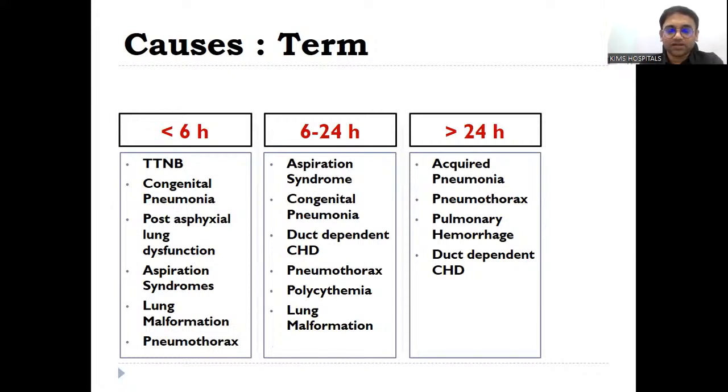The duct-dependent lesions usually present after 6 to 24 hours, and meconium aspiration syndrome, which happens in term babies, usually presents at the time of birth.